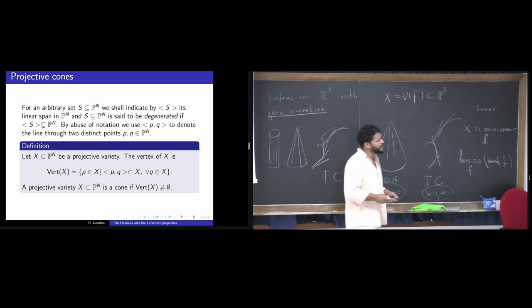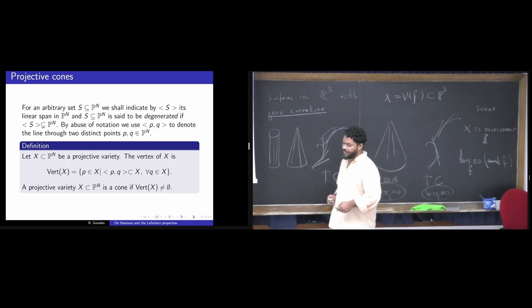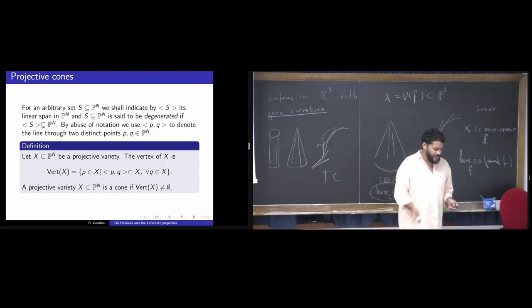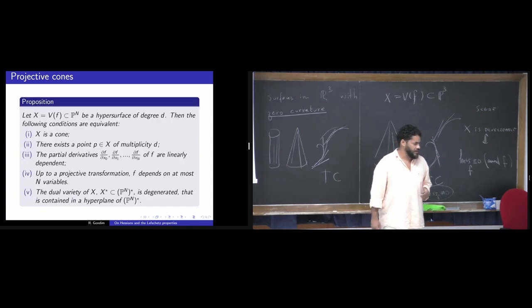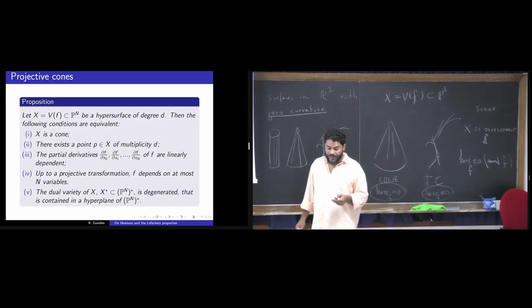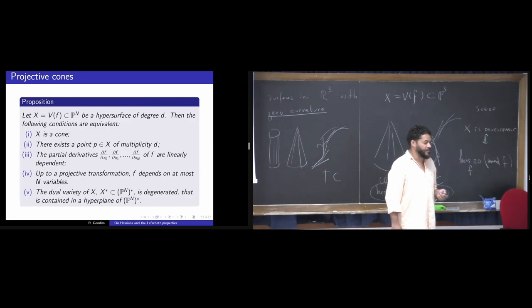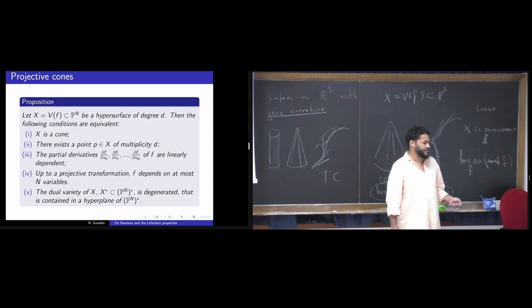It's easy to see that in this case, the vertex is actually a linear subspace of the projective space. I'm not insisting on this. I'll be more interested in understanding what it means for a projective hypersurface to be a cone, and these are the equivalent conditions.